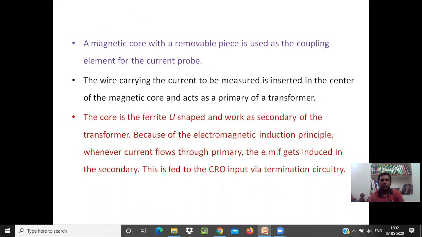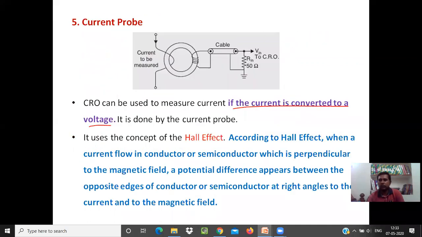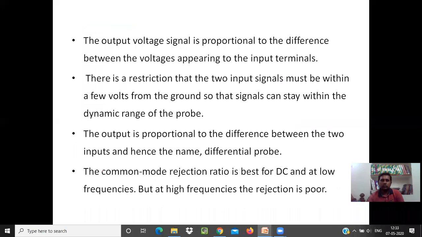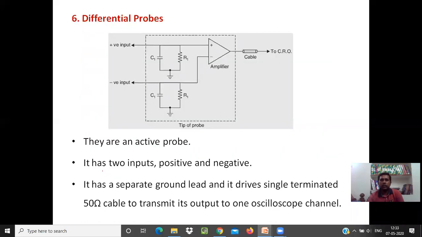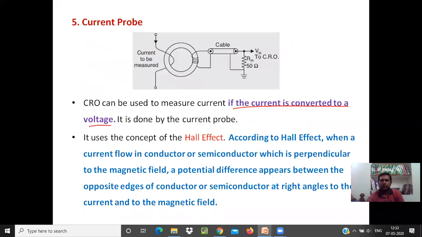Current probe and differential probes. These two are additional probes that I have given here for your understanding purpose. These two are not required from the examination point of view. If you want to understand or know about them, then you can go through them. If anybody requires these two, then I will explain them in the next class. Otherwise, you will go to the next topic. So with this, I conclude this session.